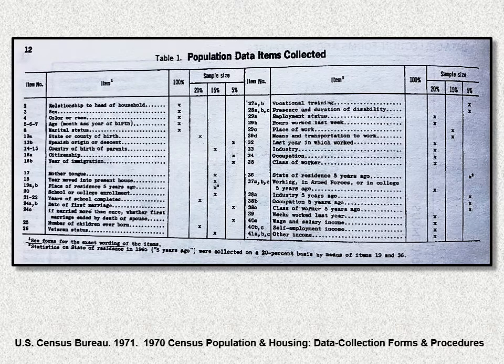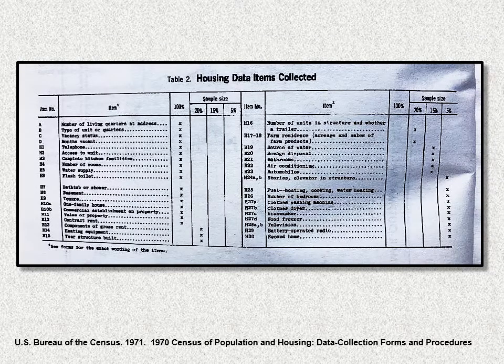Now, there is a very nice publication on data collection forms and procedures. I've taken this table from them. It shows you the population data items collected and where they are. Either 100%, everybody was able to answer those questions, 20%, i.e. just the long forms, or then 15% or 5%. So there's the population data items collected. Here is the housing data items with the same situation. You can find that in that reference. And those references are repeated at the end of this talk.